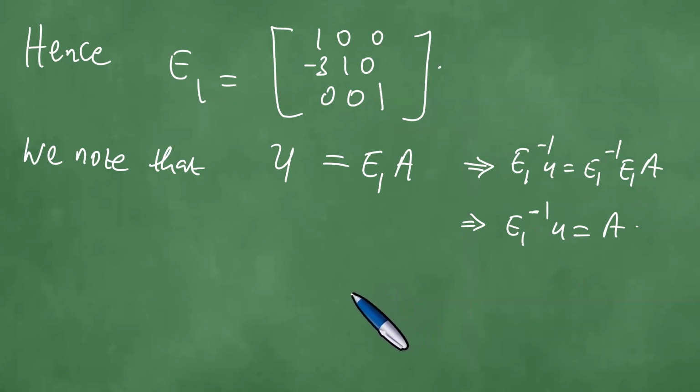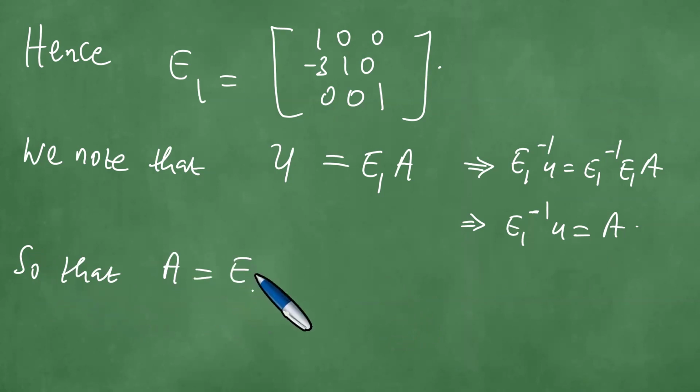What are we able to achieve out of this? The meaning is that the matrix A is E1 inverse U, and E1 inverse U is therefore the product of an elementary matrix times an upper triangular matrix. This means that if we are able to write A in this form, we would have been in a position to express A as a product of an elementary matrix with an upper triangular matrix. So what we do right now is to consider the elementary matrix E1.